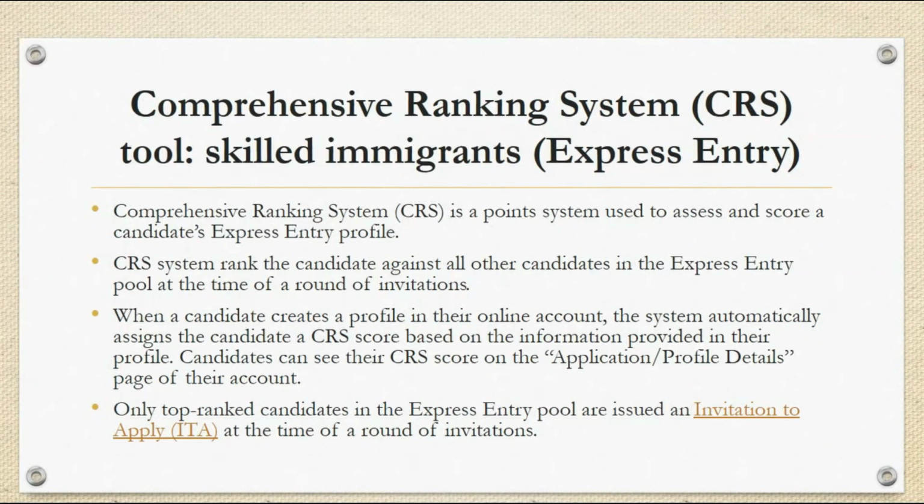The Comprehensive Ranking System is for skilled immigrants who are applying for Express Entry, and once they file the application, the point system will assess your scores on the basis of the information filled in the application online. So the CRS ranks the candidate against all the other candidates in the Express Entry pool at the time of the round.